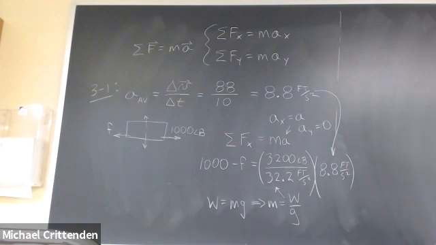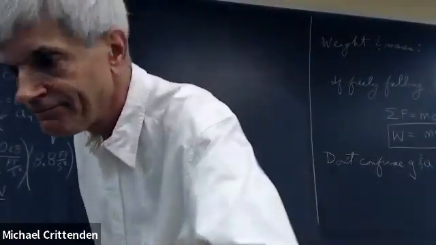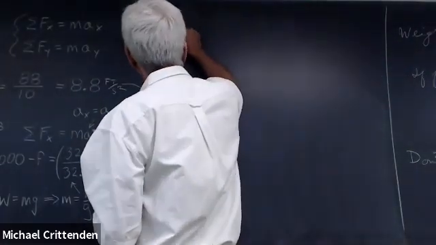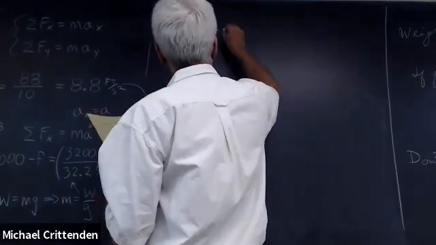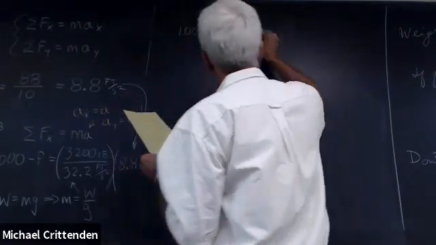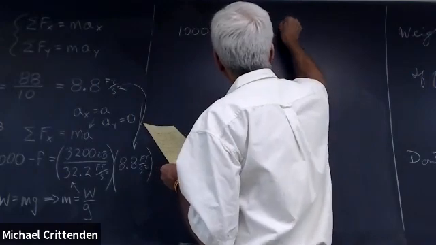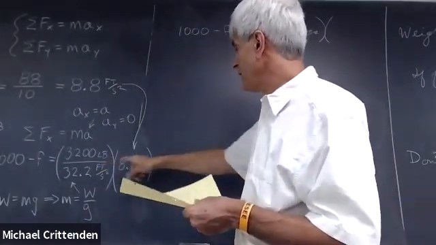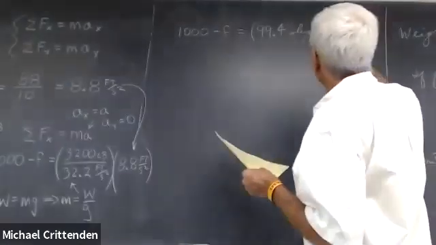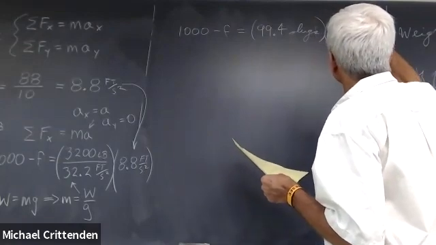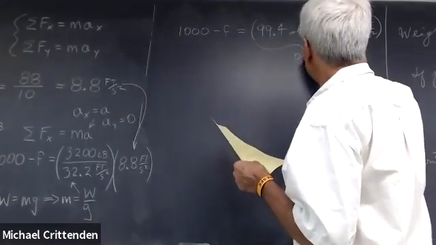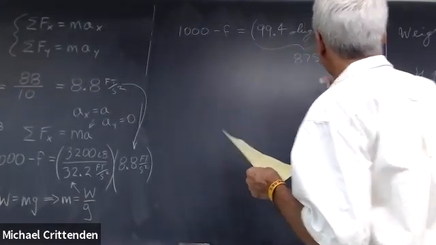Anyhow, go shift the camera over. We've got 1,000 minus F is 39 point. It's not really necessary to write it out in this much detail, but in the end, what you've got is 875 pounds there.